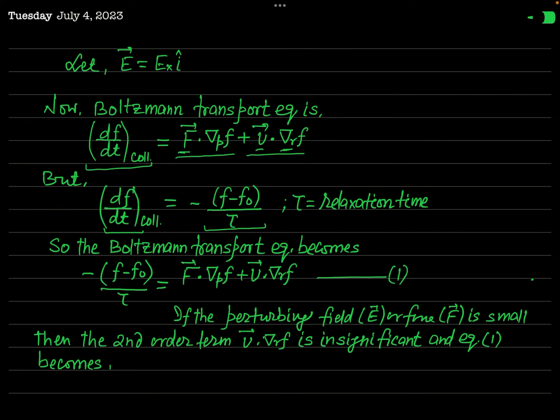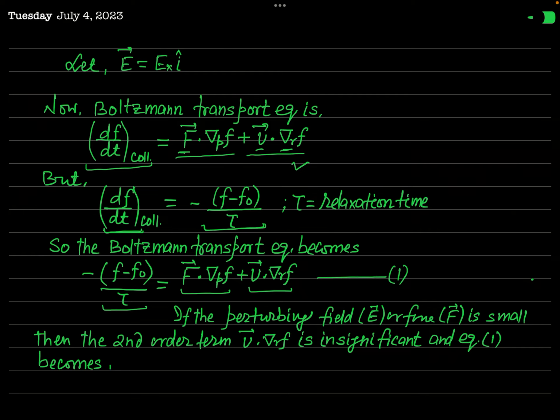So f is the distribution function under the field and f naught is the distribution function in the absence of the field. Okay. So you can write this Boltzmann transport equation by substituting this minus f naught over tau in place of the rate of change in distribution function with respect to time due to collision. So you can write the above equation like this: minus f naught over tau equals F dot del p f plus v dot del r f.